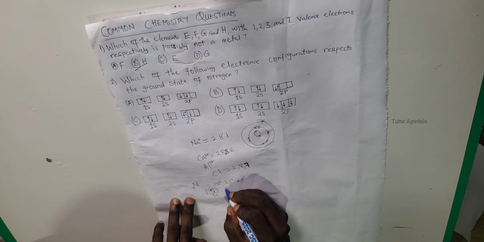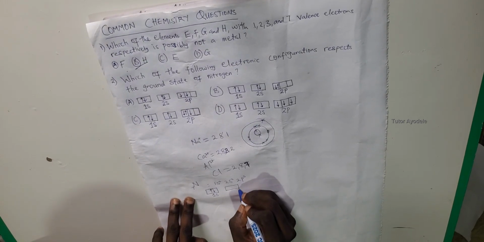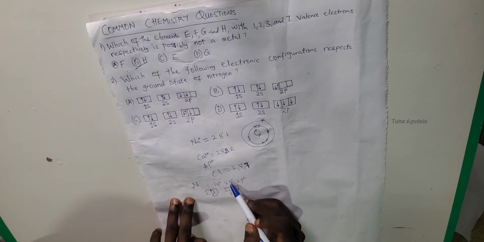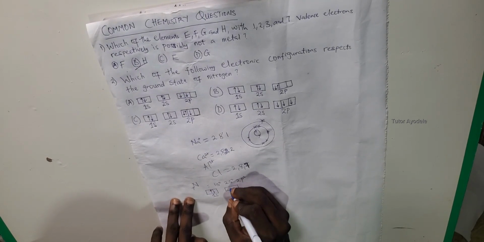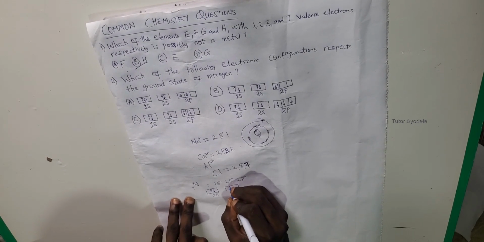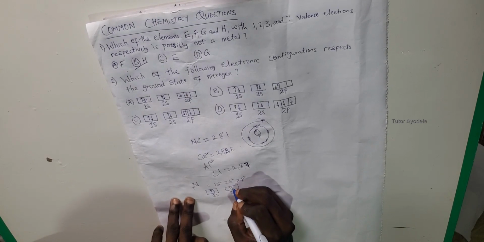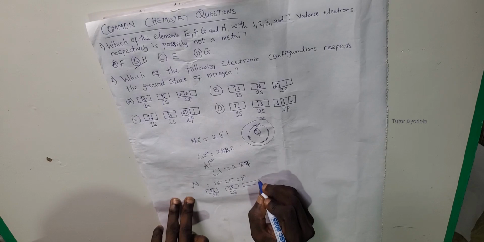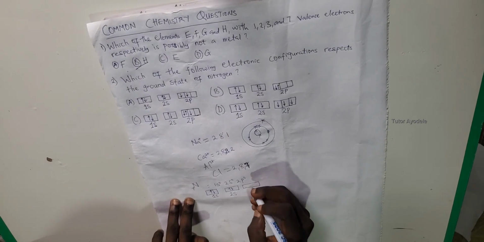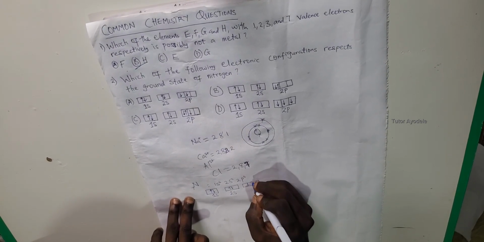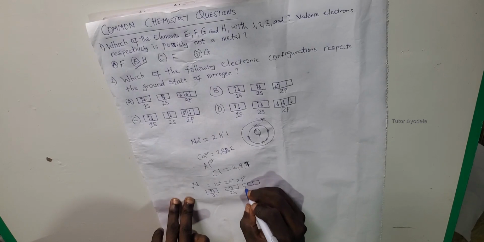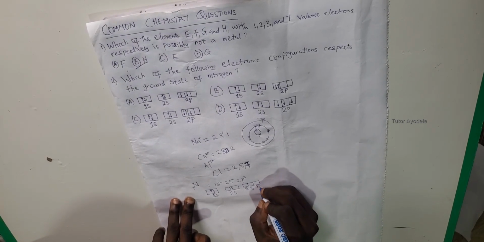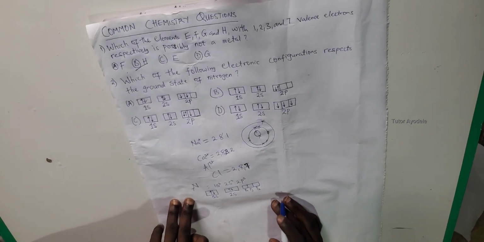The first one is the 1s, and it can accommodate 2. The second one is the 2s, and it can only accommodate 2 as well. For the p orbital, the p orbital is divided into 3: we have the px, the py, and the pz orbital.